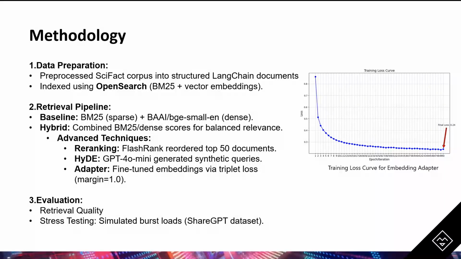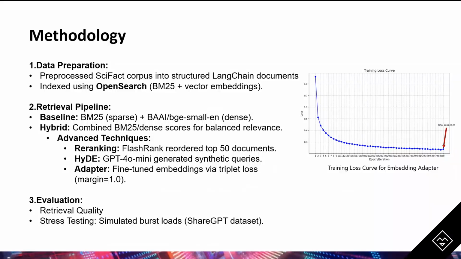To make retrieval more effective, we built our pipeline in stages. First, we started with baseline retrieval using BM25 for sparse retrieval and the BGE small English model for dense embeddings. This gave us a solid foundation to build on. Then we took things a step further with hybrid retrieval combining BM25 and dense embeddings. This gave us the best of both worlds, keyword precision and semantic relevance.